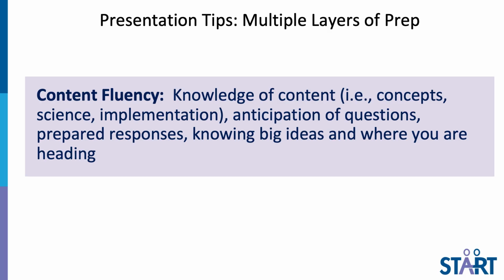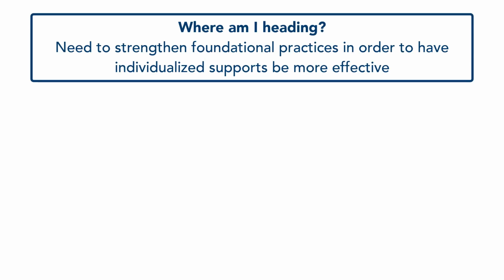Another important part of the content fluency layer is knowing where you are heading, like outcomes, and what the big ideas are. This way it keeps you focused and you are better able to make adjustments for time without compromising the purpose of the training. For example, if I'm training on the foundations of PBIS, I know that my outcome is for the group to learn that we need to strengthen foundational practices in order to have individualized supports be more effective.